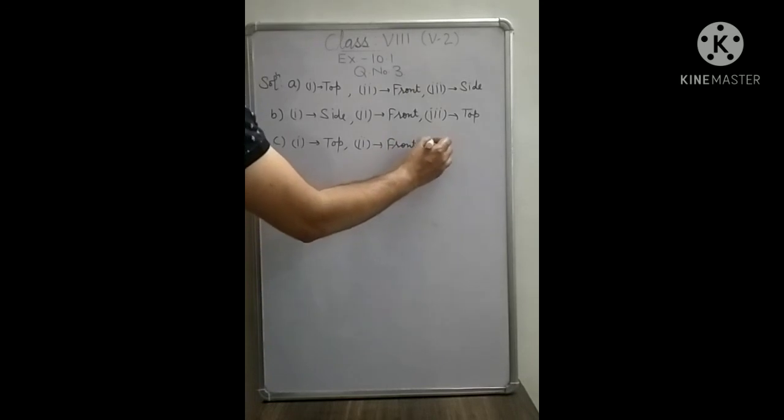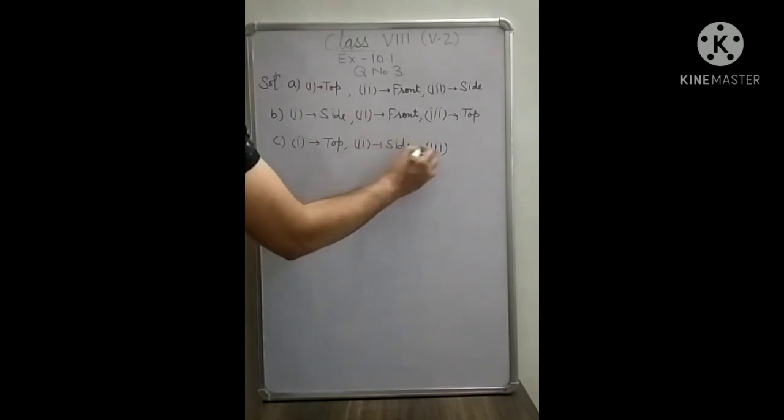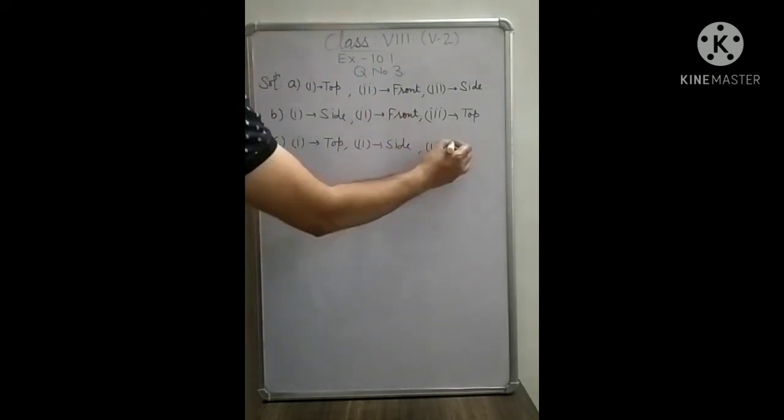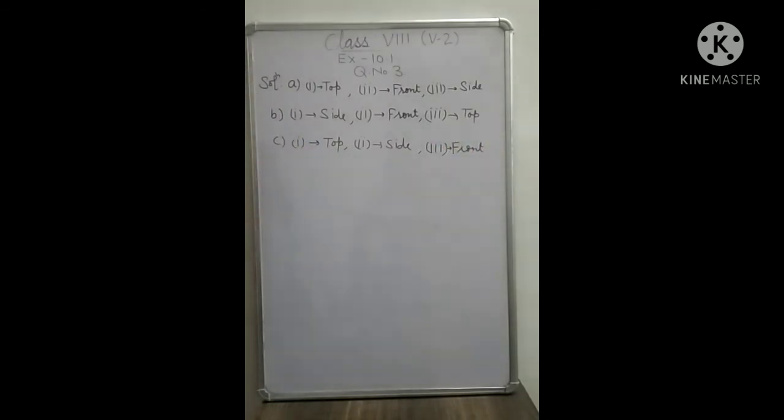Then the third figure shows 4 boxes, and 4 boxes can be seen from the front. So no, this is your side view. And these 4 boxes can be seen only from the front. So this is your front view. This is the answer of the third part. It is the front view. Now see the D part of this.